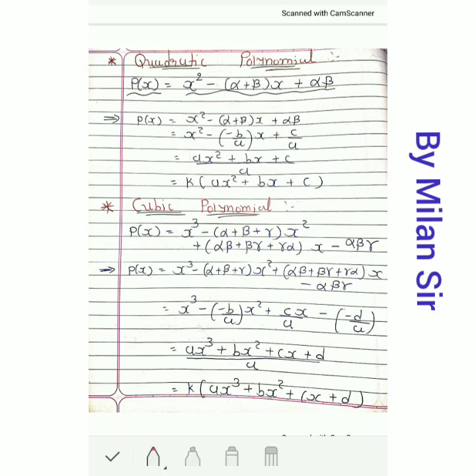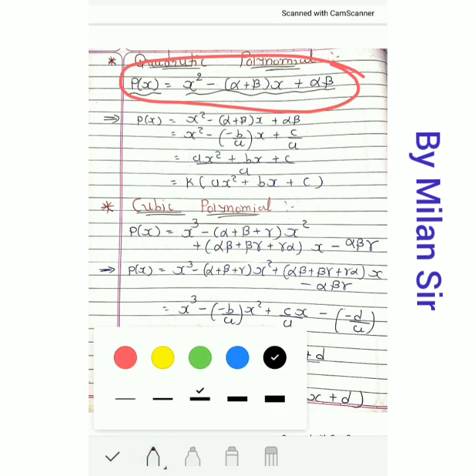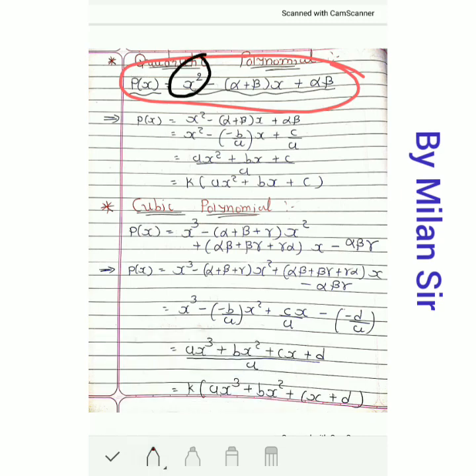How can we find a quadratic polynomial if the sum of zeros and product of zeros are given? In this case, alpha plus beta is given and alpha into beta is given, meaning the sum and product of zeros are given. Then we can find the quadratic polynomial directly by using this formula. The formula is p of x equals x square minus alpha plus beta into x plus alpha into beta.